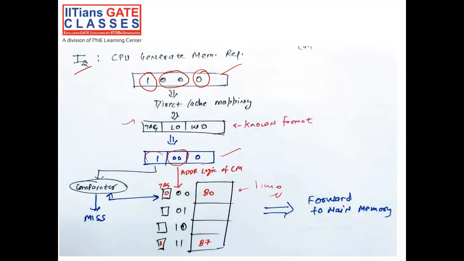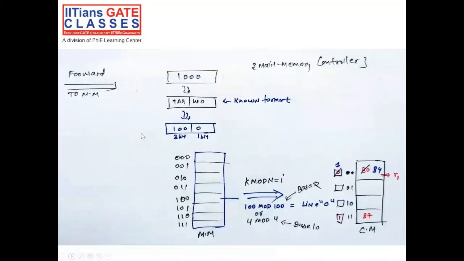We enable line 0 of the cache memory, right? And this tag bit we compare with the tag in the cache. The tag 0 is there, right? But in the CPU generated request, 1 is there. So this is a miss. So we have to go forward to main memory to fetch the actual data, which is block 4, right? Let's see.